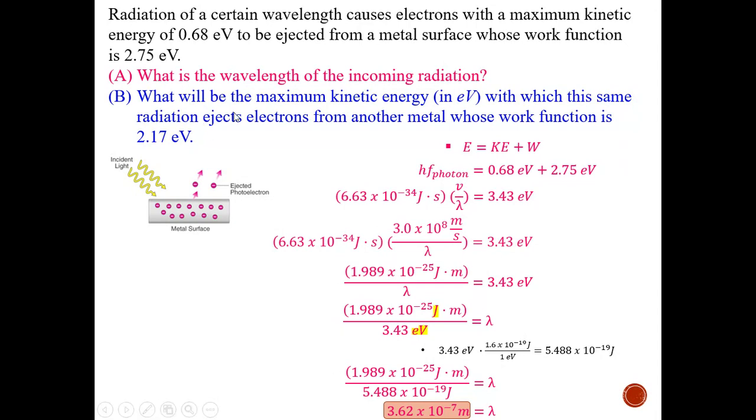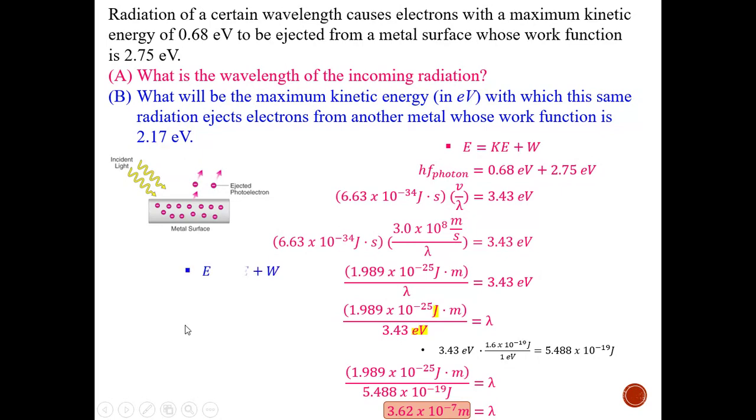Part B wants us to find what the maximum kinetic energy would be with which the same radiation ejects electrons from another metal whose work function is 2.17 eV. Here in part B, it tells us there is a new metal, and this particular metal only requires 2.17 electron volts to get these electrons to start moving. This is how much I have to overcome.